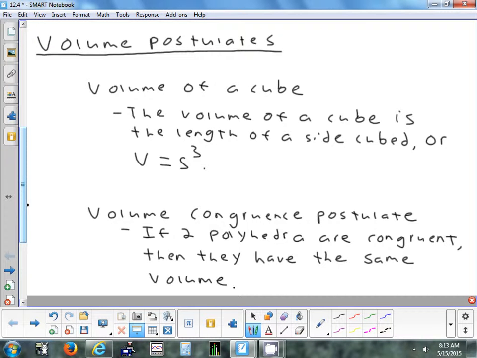How about the other way around? Do you think this would be true the other way around? If two polyhedra have the same volume, then they're congruent. No, it definitely wouldn't be true the other way around. If you have two containers that hold the same volume, do the containers have to be identical? No. Maybe one of them is a wider container, not as tall, or one of them is a very tall, narrow container. So this isn't true the other way around. Two things can hold the same amount of stuff and not be the same exact shape. But if they are the same exact shape, then they will have the same volume.